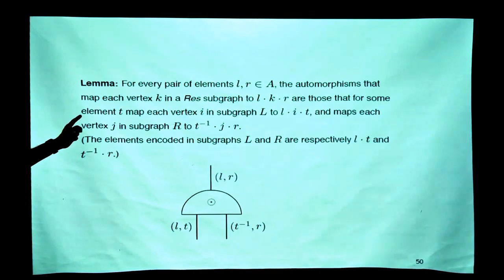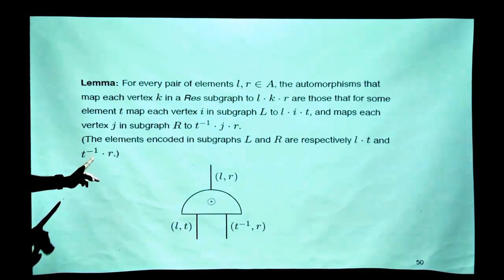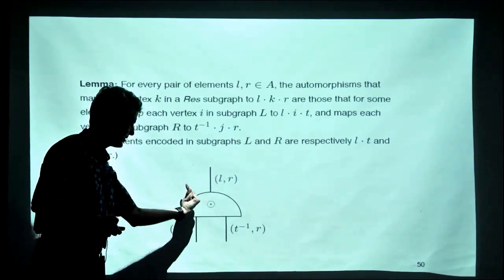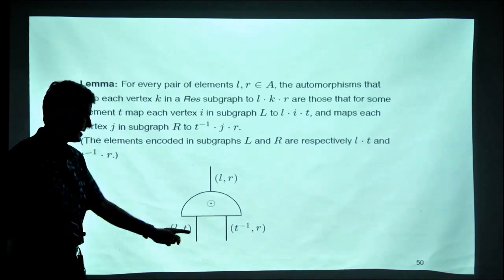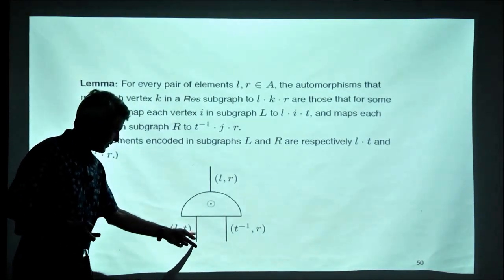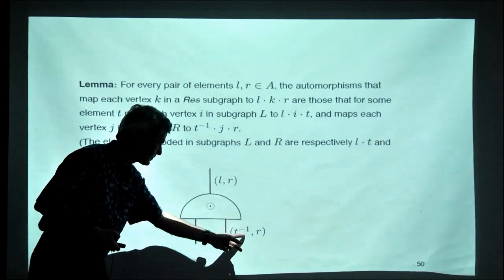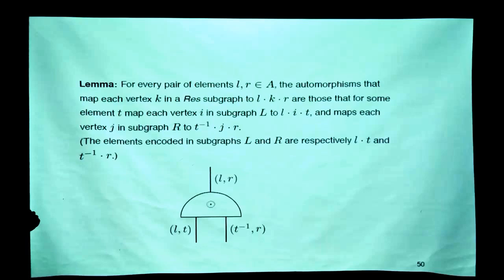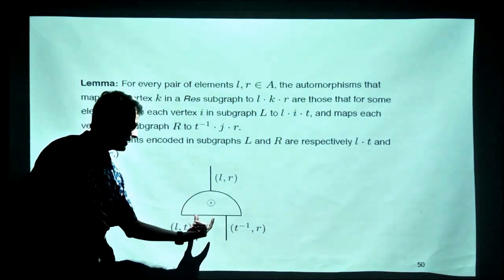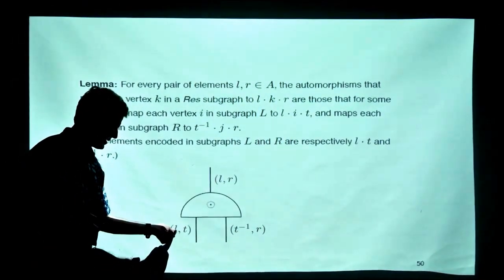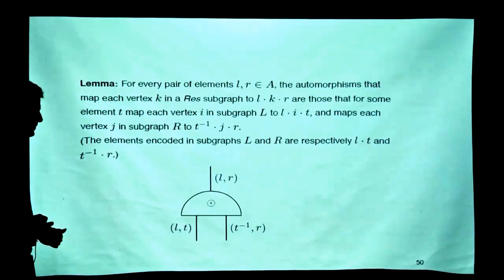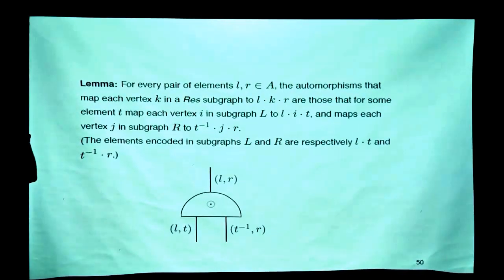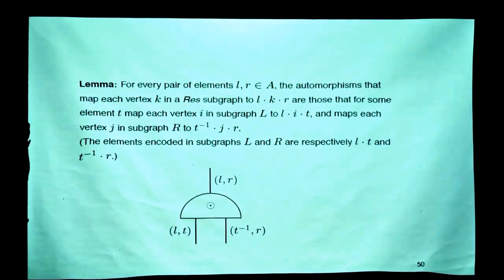For every pair of elements, this will be the output gate, so it will be L times T, that would be the right part. If we use the same, the inverse of this element in the group, then it actually happens what we want: you multiply L times R. But only if we use this tree. So for every element, you have this property.